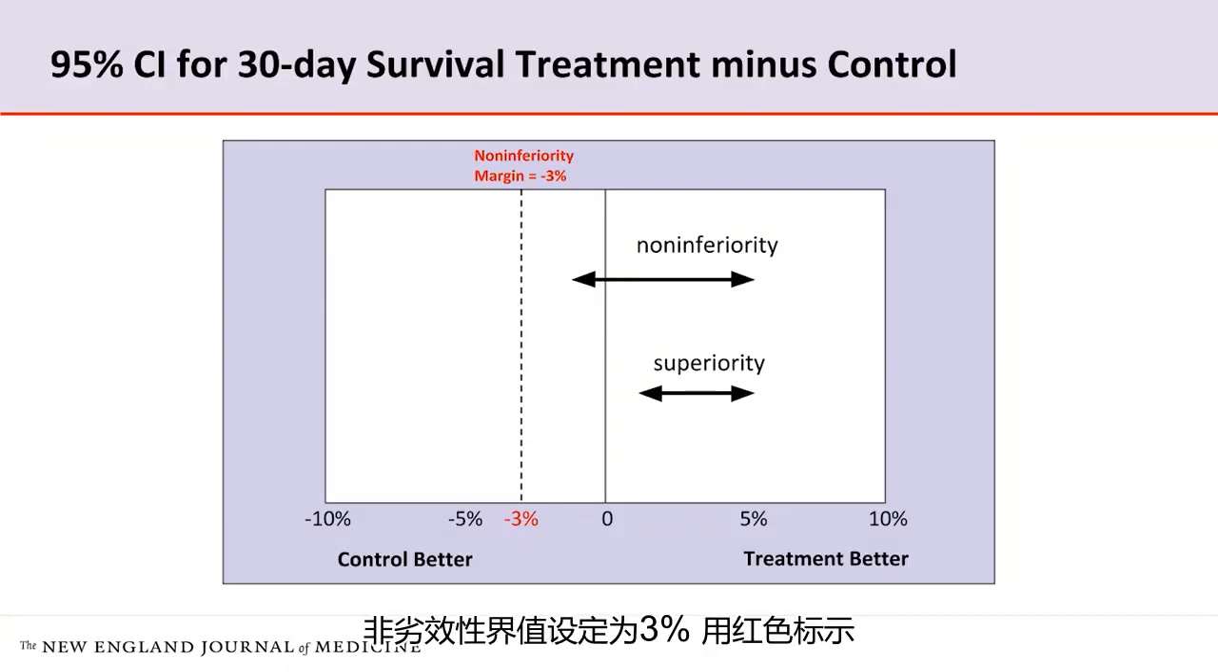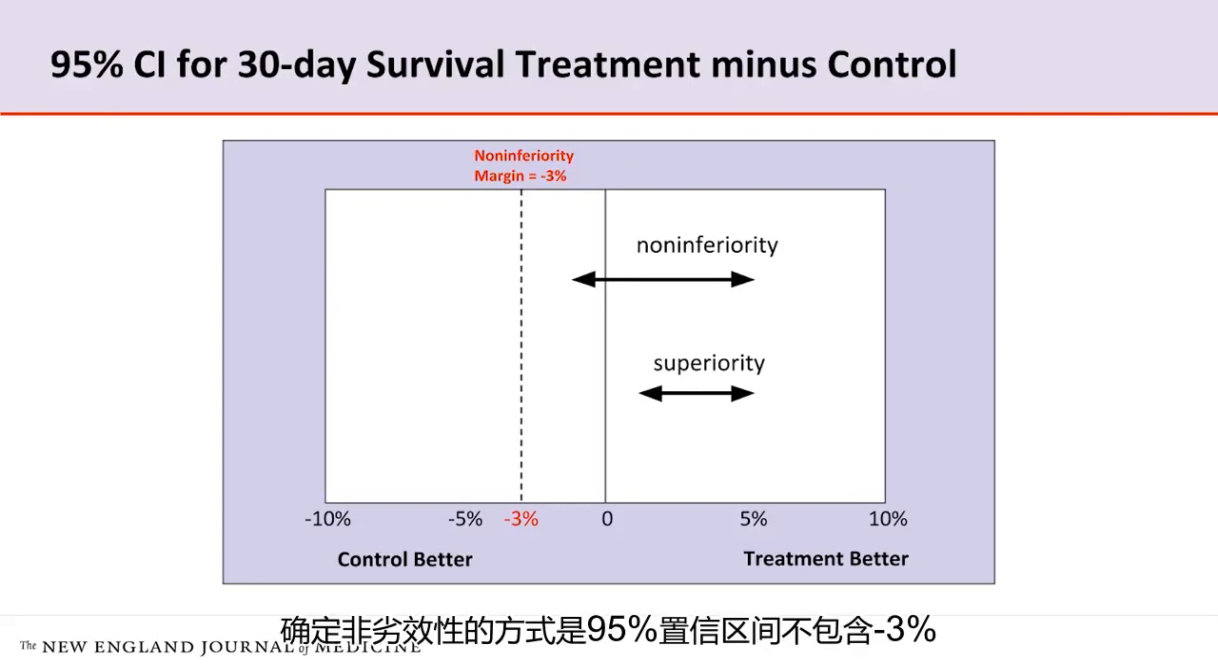The non-inferiority margin was set at 3%, as is shown in red. The investigators decided that if the treatment was not more than 3% worse than control, the treatment would be deemed non-inferior. This is determined by a 95% confidence interval that does not include negative 3%.